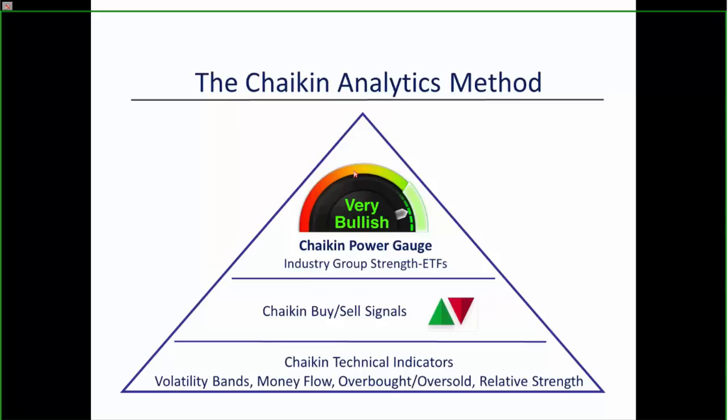Now, the Chaikin Analytics method, because it really is a methodology, it's a plan, can be encapsulated in this pyramid. At the top of the pyramid is the Chaikin Power Gauge display, which varies from very bearish, which is red, to very bullish, which is green. And right under that is something that's almost as important, industry group strength, and now ETF strength.